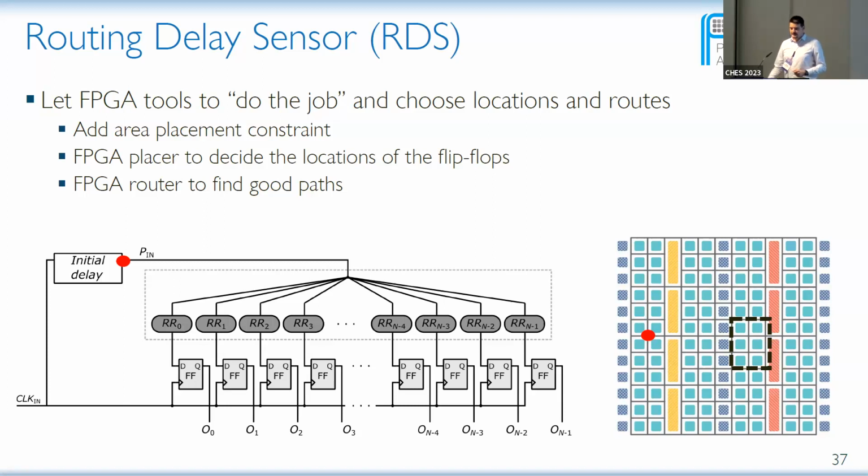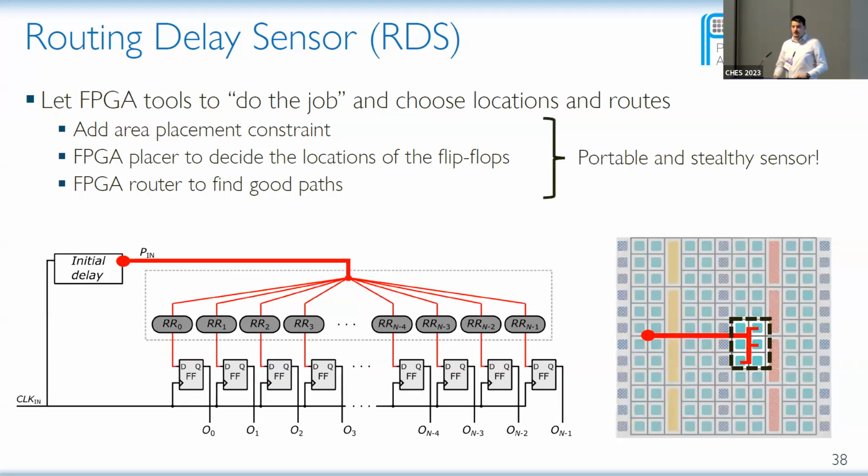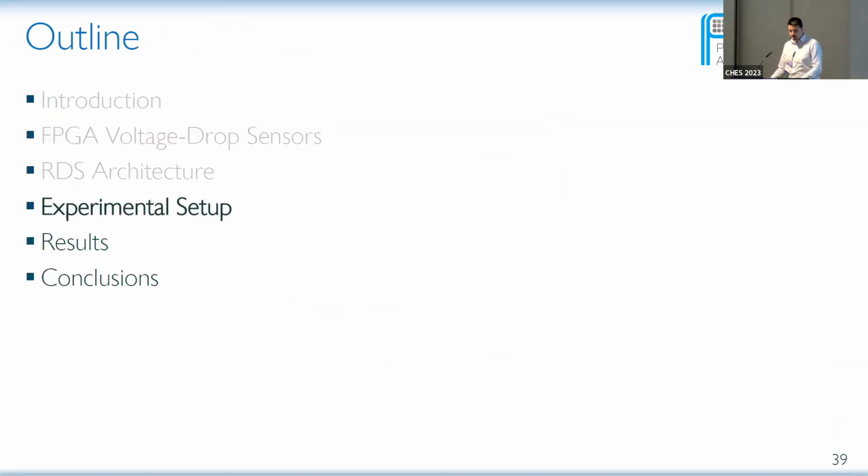So we simply add this black box here, an area constraint, and say, place the sensor registers here, and let the FPGA placer do the job, and let the FPGA router route the wires. And we obtain a portable and stealthy sensor.